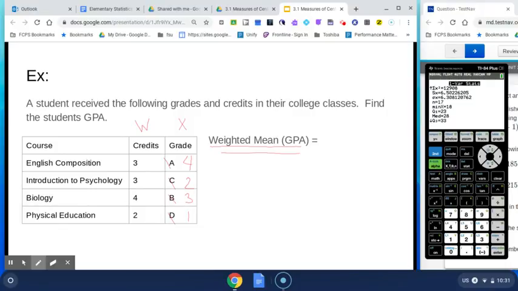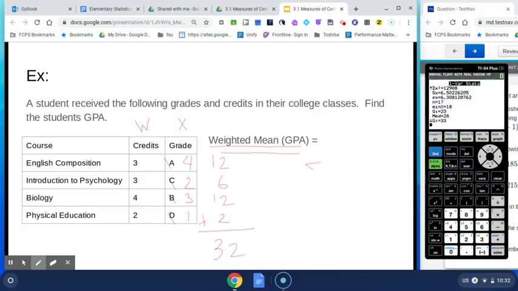Okay, using the formula, I am going to multiply the weights times the x values. So I'm just going to multiply straight across here. So 3 times 4, that gives me 12. 3 times 2 is 6. 4 times 3 is 12. And 2 times 1 is 2. We are then going to add those products together. So if I add those, I get 32 as the sum.